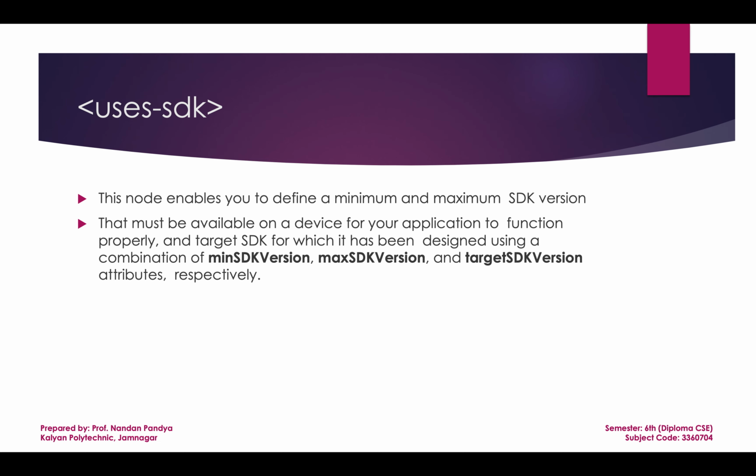Next important tag is uses SDK. It is used to define the minimum and maximum SDK version that must be available on a device so that our application functions properly, and the target SDK for which it has been designed, using a combination of minimum SDK version, max SDK version, and target SDK version respectively.